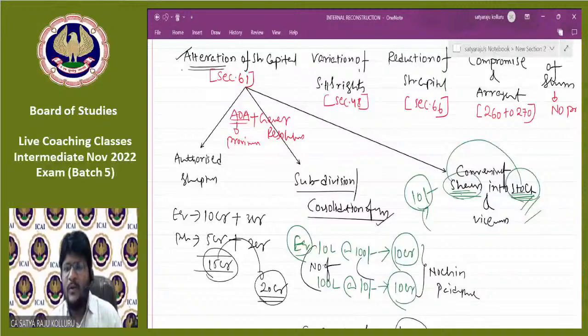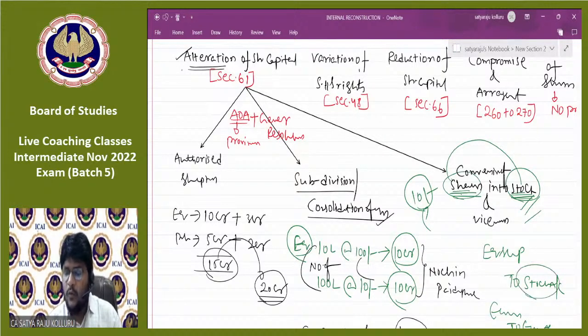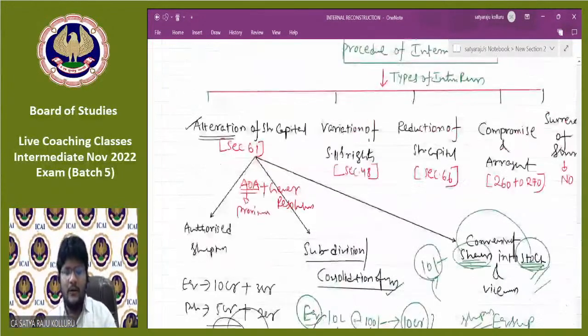Sir, but coming to the accounting treatment, what is the general entry we need to provide here, sir? Simply debit the equity share capital if you are going to convert shares into stock, and credit the stock account. That's it. Vice versa, if you are going to convert stock to shares, then debit the equity stock account and credit the equity share capital account. That's it. Then where do we represent such stock in the balance sheet, sir? At the time of preparation of the balance sheet, it also forms part of share capital only. Do you understand? Fine. This is all about alteration of share capital.